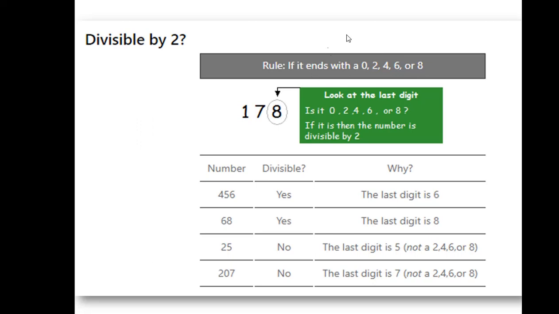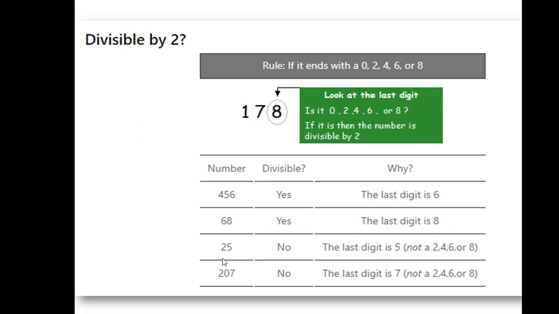So in here, 178, the number is ending with 8. Then the number is divisible by 2. Some more examples we will see. 456. Here the ending number is 6. Then yes, it is divisible, since the last digit is 6. Then 68. Here also the number is divisible. Why? Because the last digit is 8.